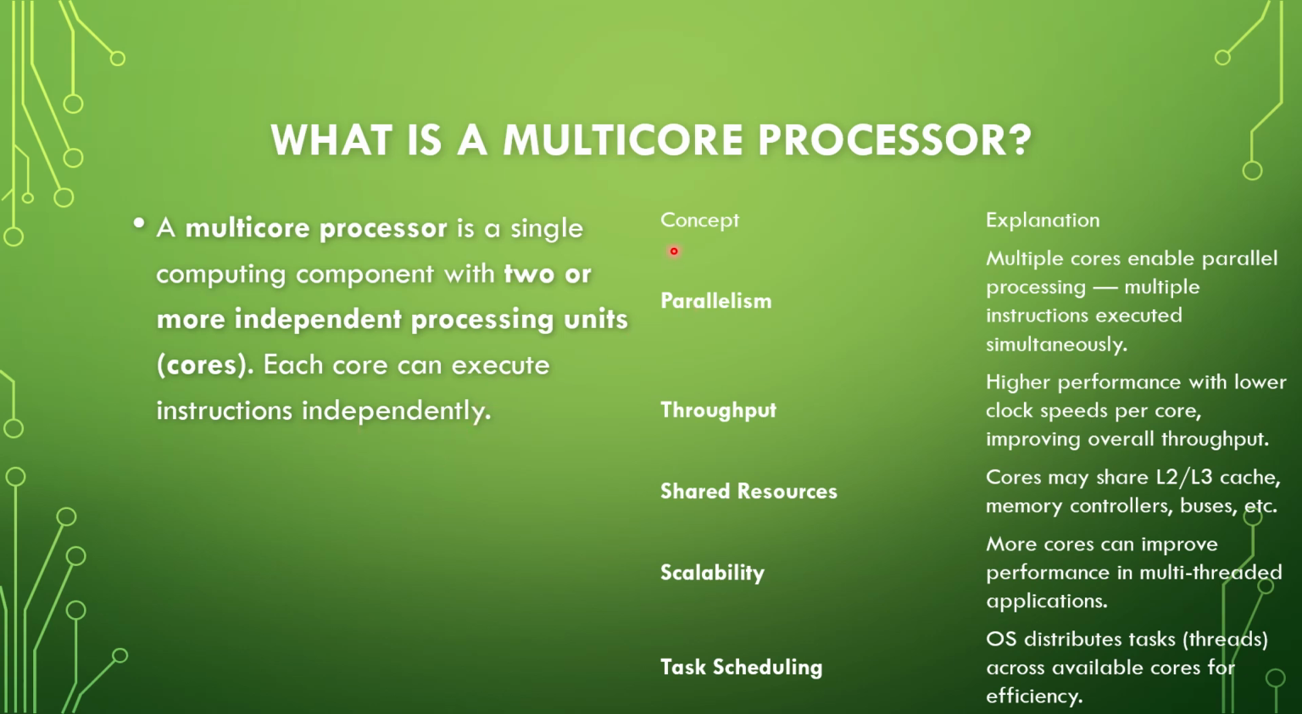Now what are the key features? The first one is parallelism, that is independent execution; it can execute in parallel. Throughput, that means higher performance with lower clock speeds per core, so it improves the overall throughput. Shared resources: the cores can share the cache, memory controllers, buses, etc. Scalability is there. Then scheduling: the OS distributes tasks across the various available cores for efficiency.